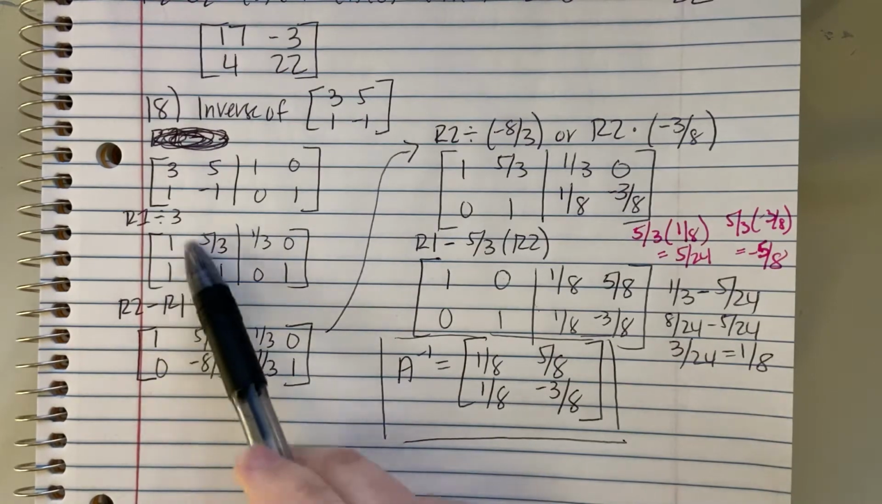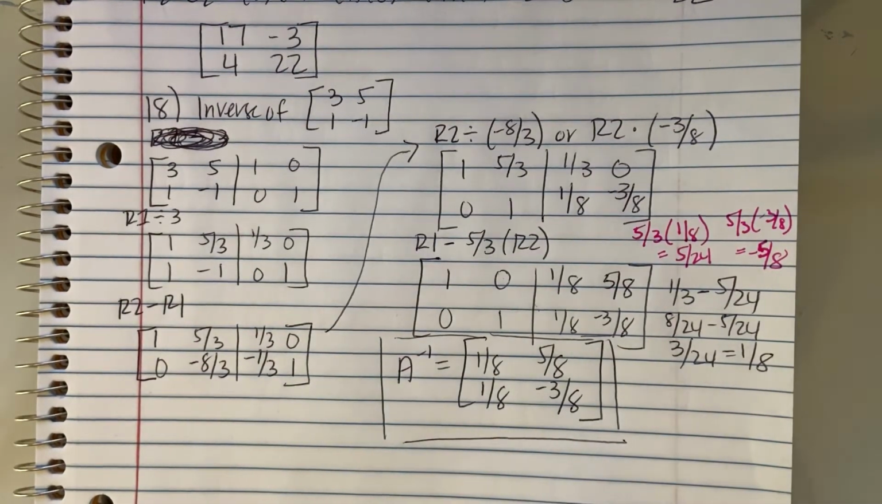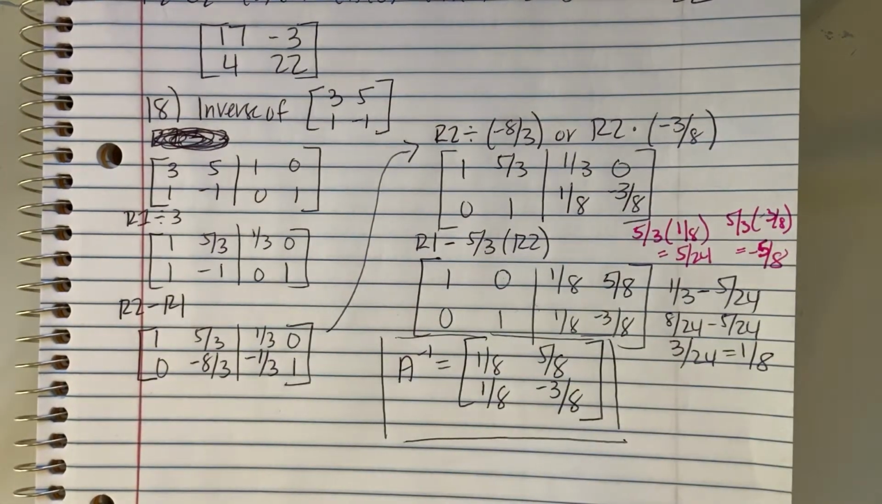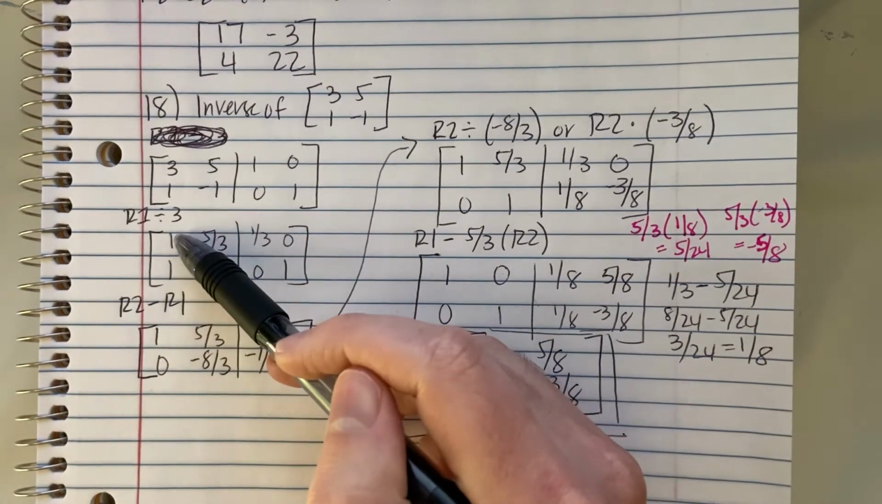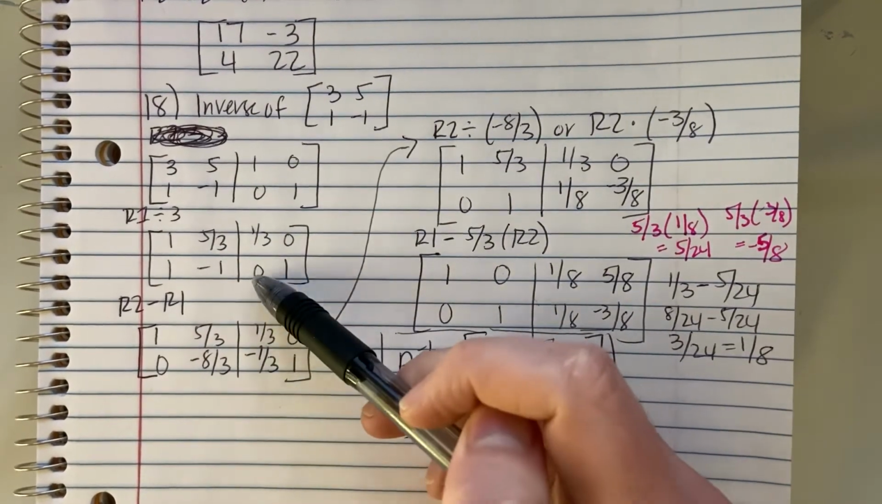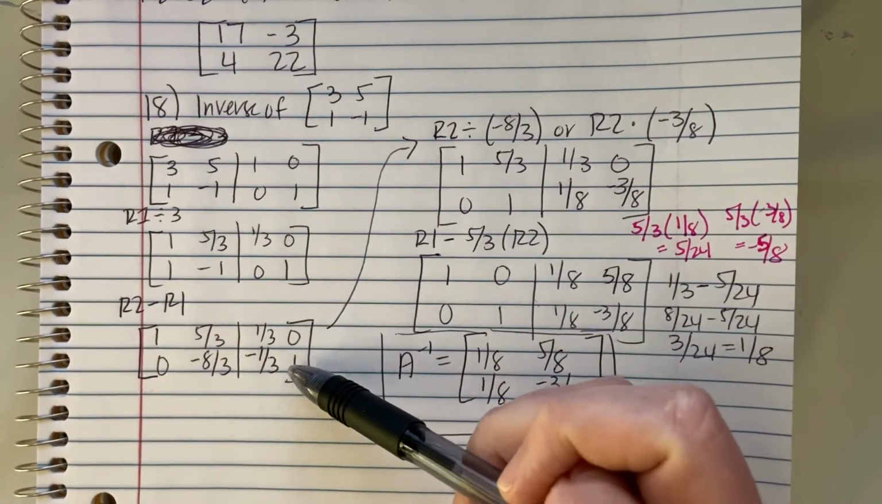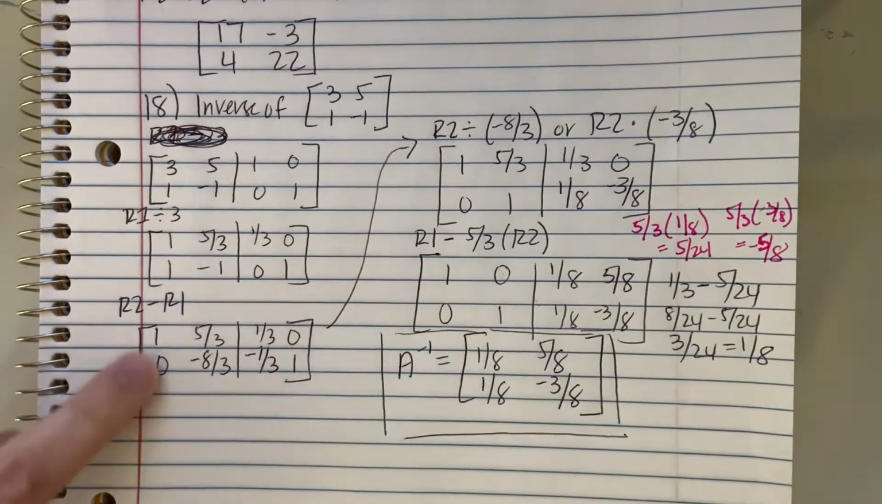Now, before you do anything else, you have to zero out the rest of this column. So I wanted a 0 here. In order to do that, I have to take row 2 and subtract row 1, because row 1 and row 2 have the same number. So how do I cancel out a 1? I subtract 1, or I add a -1. If you want to add the negative of row 1, that's the same thing. Okay, so 1 minus 1 is 0. -1 minus 5/3 is -8/3. 0 minus 1/3 is -1/3. 1 minus 0 is 1. Okay, so now I've zeroed out the rest of this column.